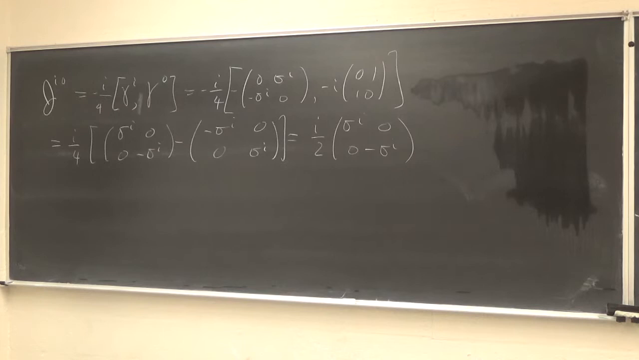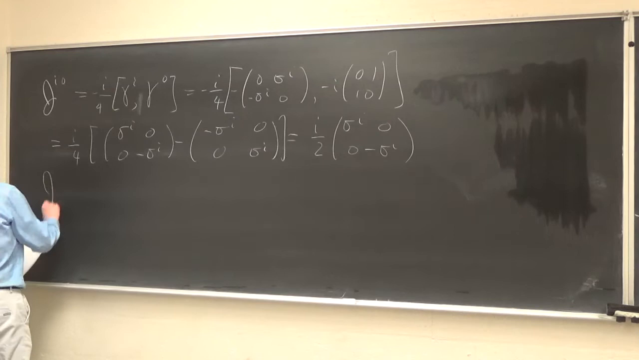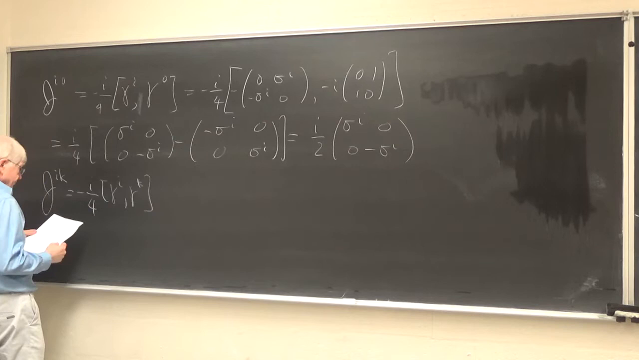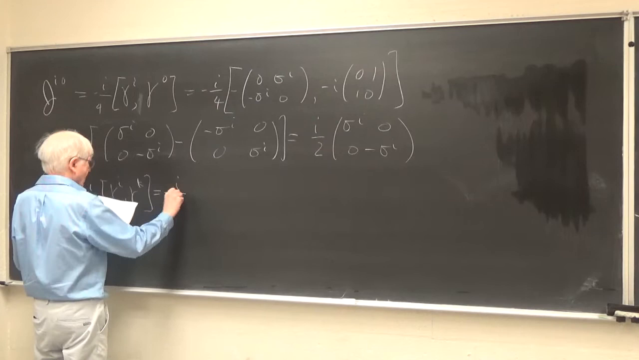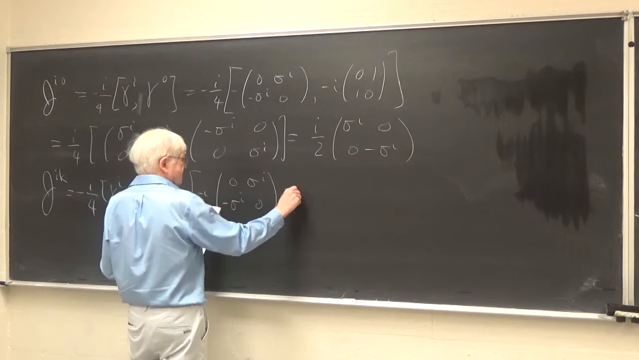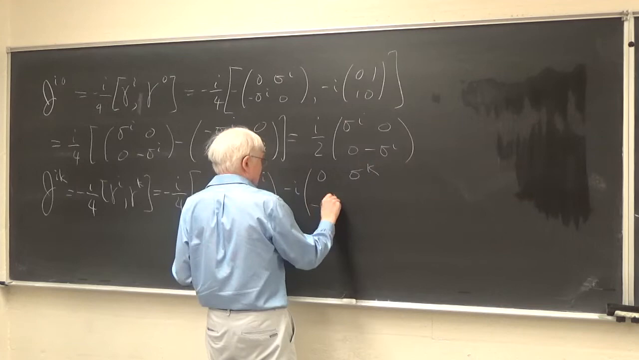Now, what about the rotation matrices? Well, the rotation matrices are minus i over 4, gamma i, gamma k, and so this is minus i over 4 times the commutator of minus i times 0, sigma i, minus sigma i, 0, with minus i times 0, sigma k, minus sigma k, 0.